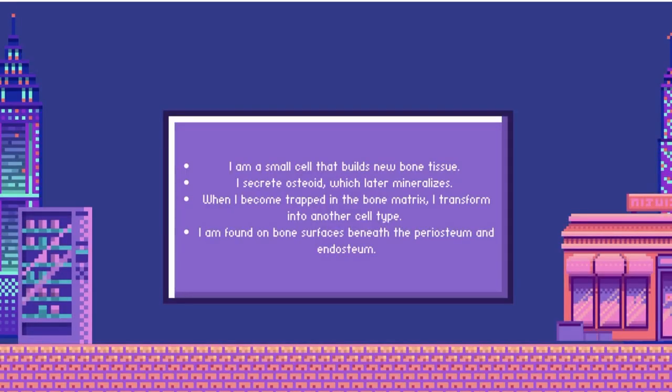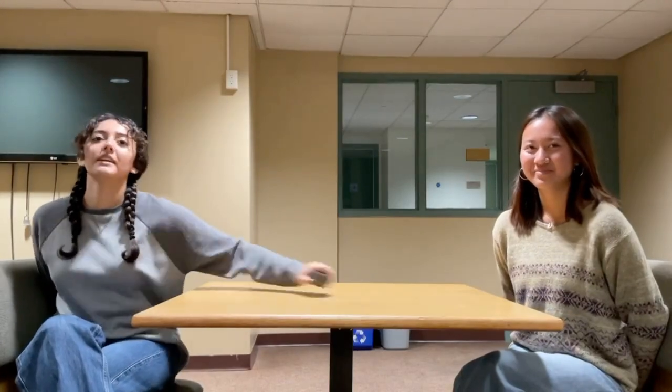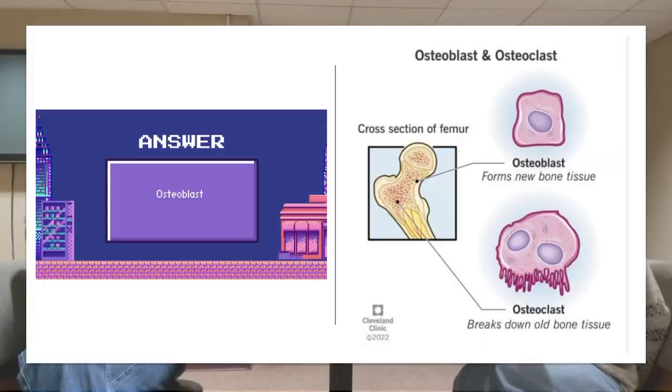That's correct. Round 3. I am a small cell that builds new bone tissue. I secrete osteoid, which later mineralizes. When I become trapped in the bone matrix, I transform into another cell type, and I am found on bone surfaces beneath the periosteum and endosteum. Who am I? The osteoblasts. The osteoclast breaks down bones versus osteoblasts are the ones that hold them up.